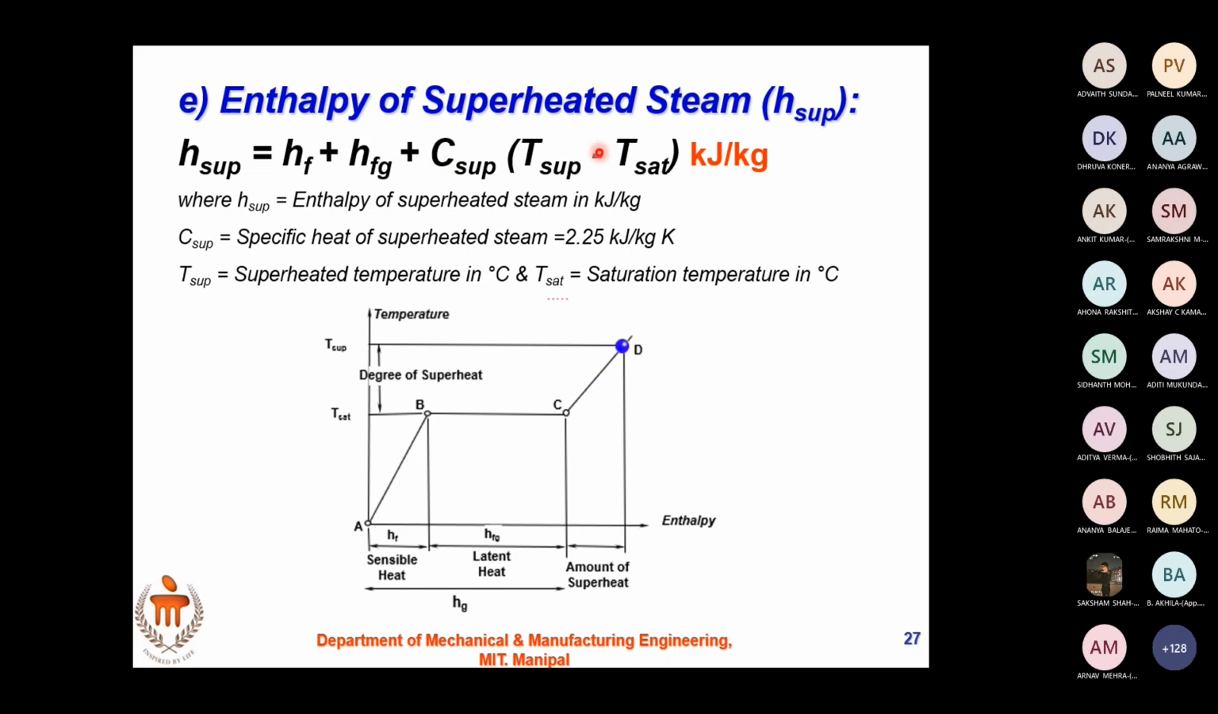Since we are using specific enthalpy, mass will be 1 only, so I have not used the M term here. In MC delta T, M is equal to 1. So it is C of superheated steam, the specific heat of superheated steam, multiplied by the temperature difference, T super minus T saturation.